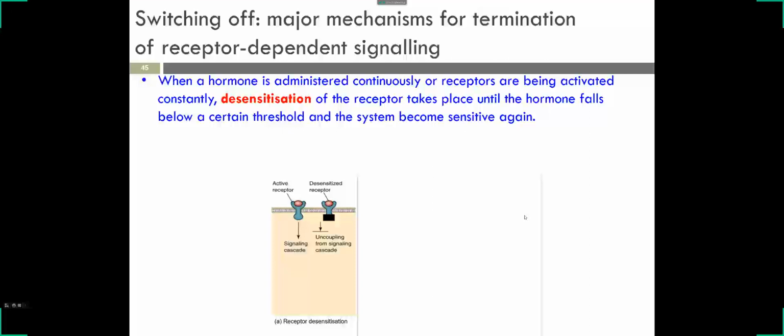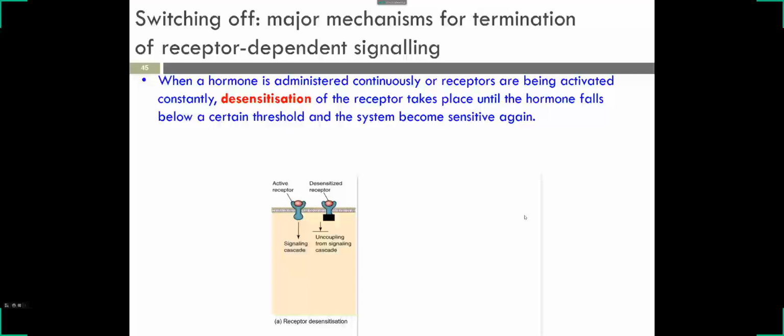So when the hormone binds to the receptor, you get this signaling cascade. But at some point, you want to turn that receptor off, because what can happen is you have essentially an uncoupling of the receptor from the actual signaling cascade. And this can lead to a desensitization of the receptor.